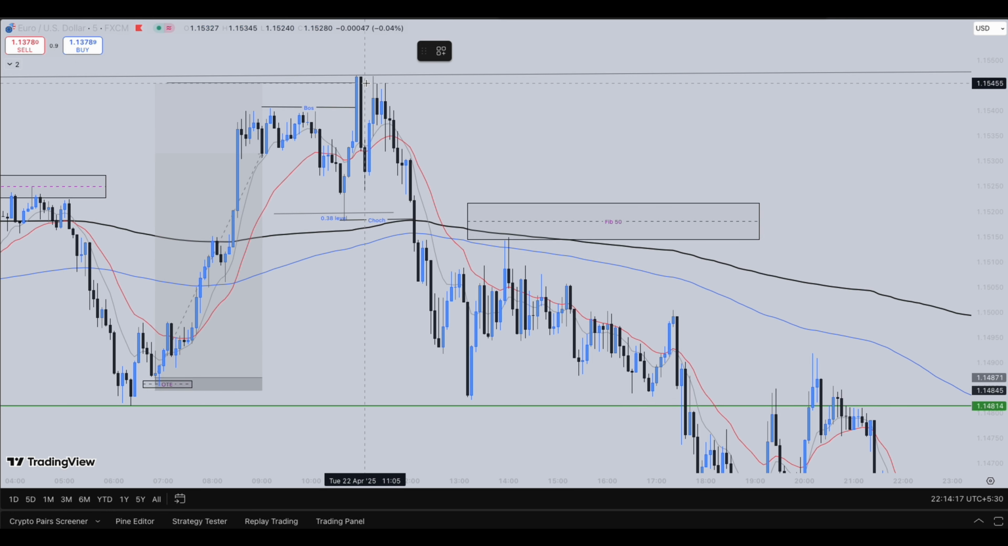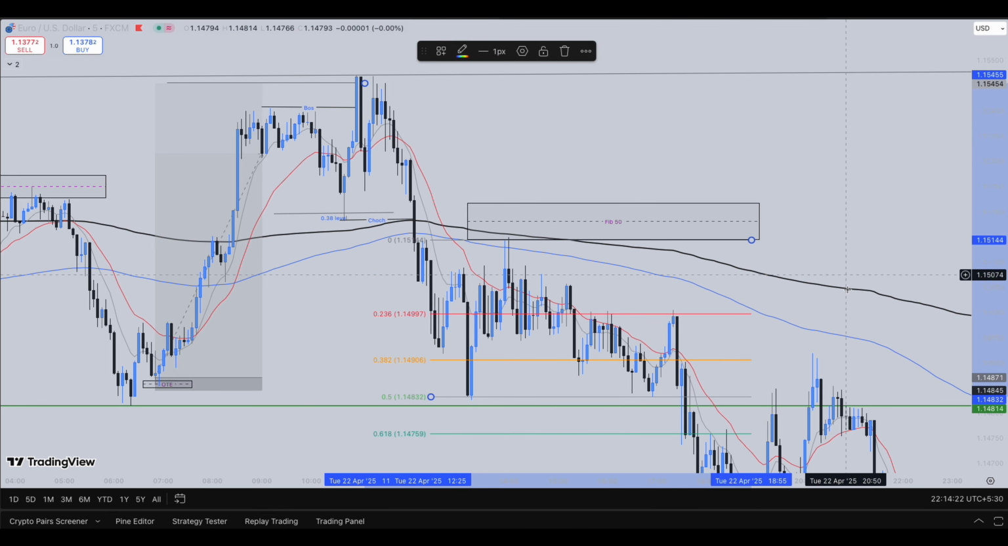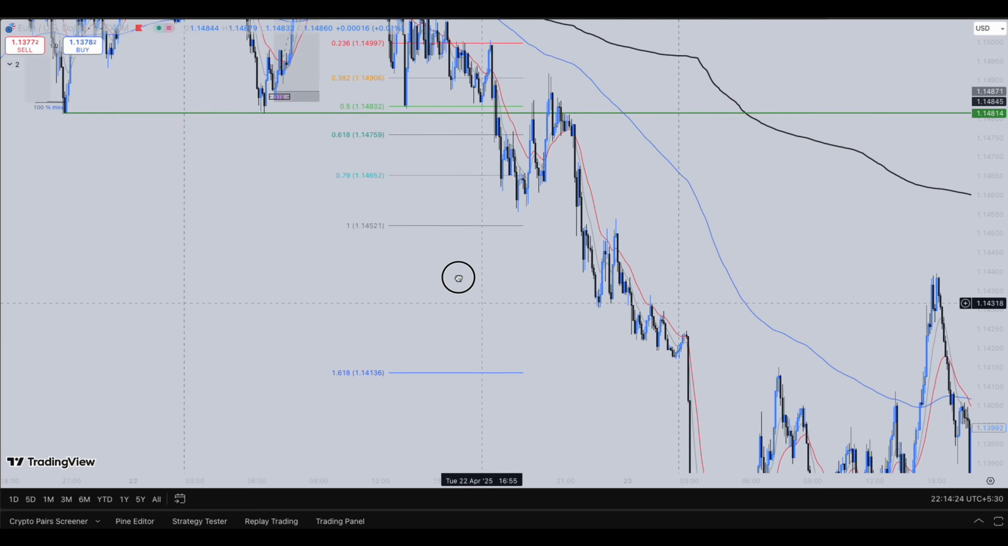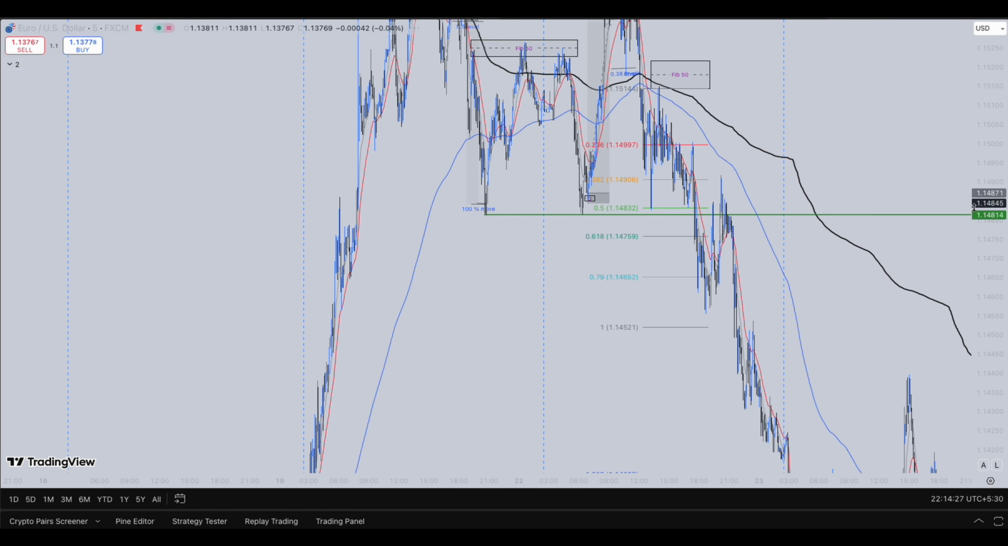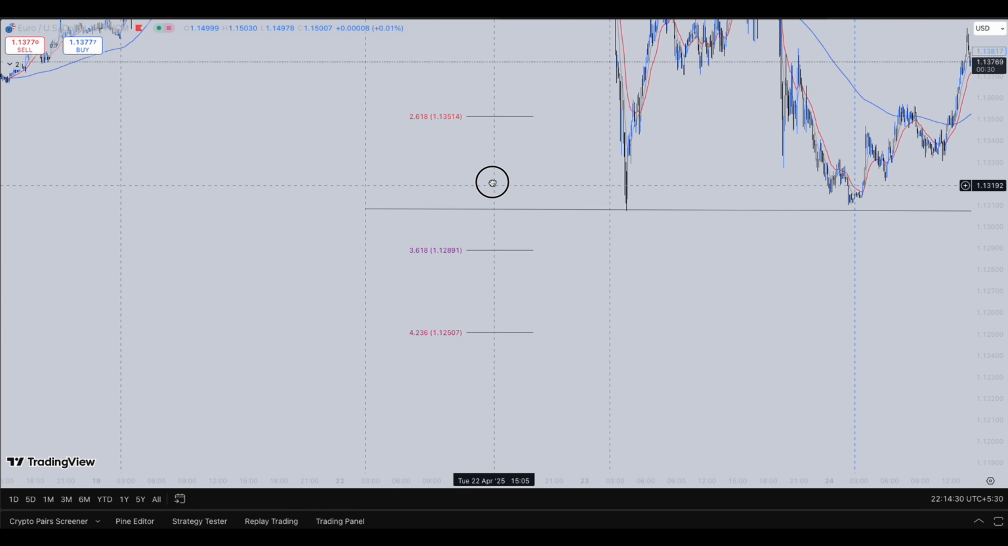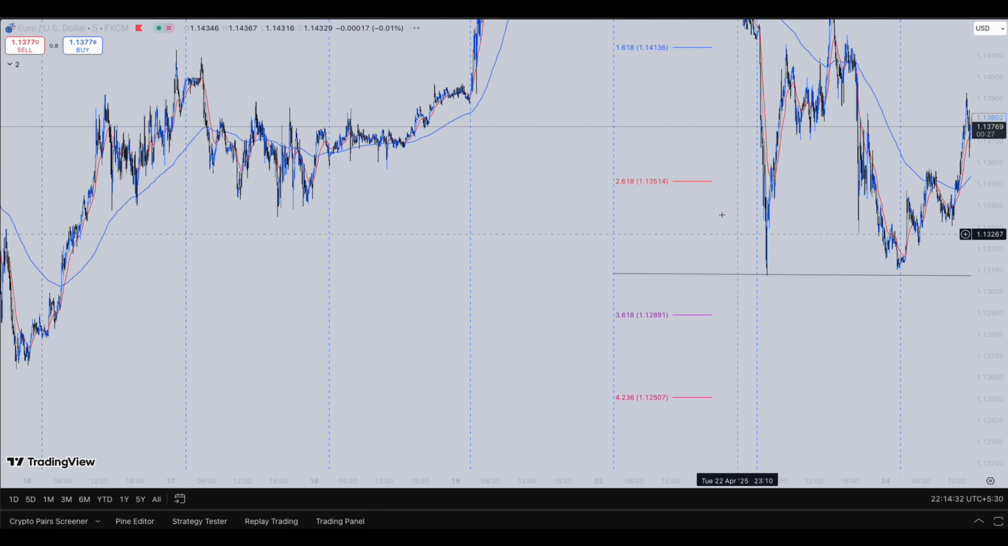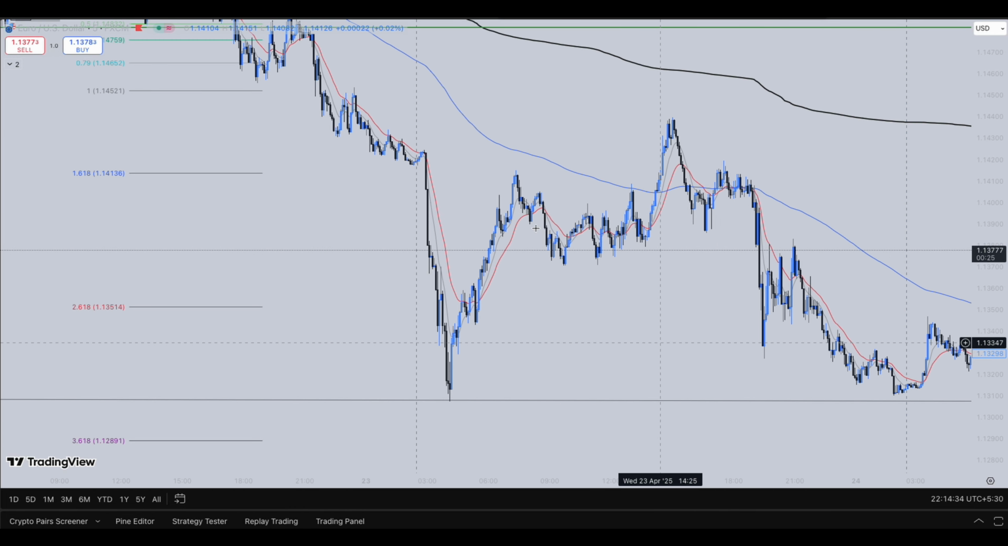So if you try to plot the fib extension levels here, from the common point between this to the common point between this, you could have targeted the 100% move, the 1.68 level over here, and you can see the market came all the way to the 2.6 level as well.